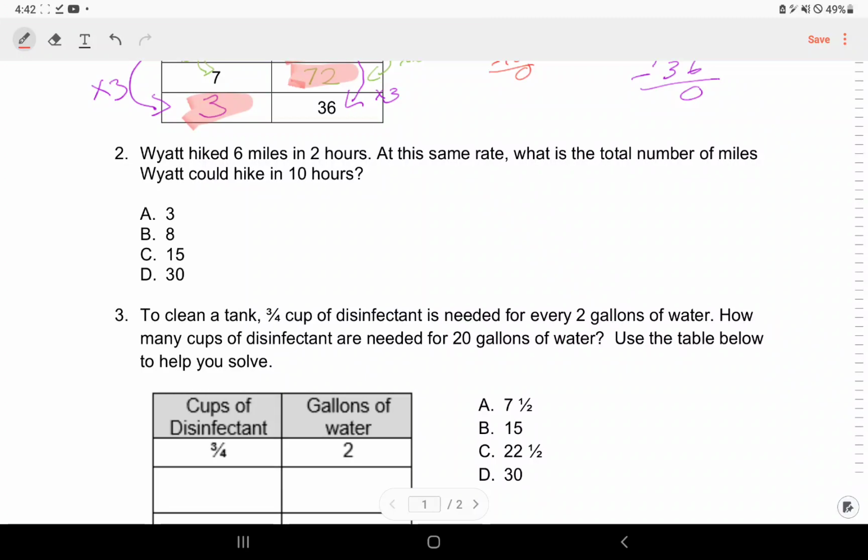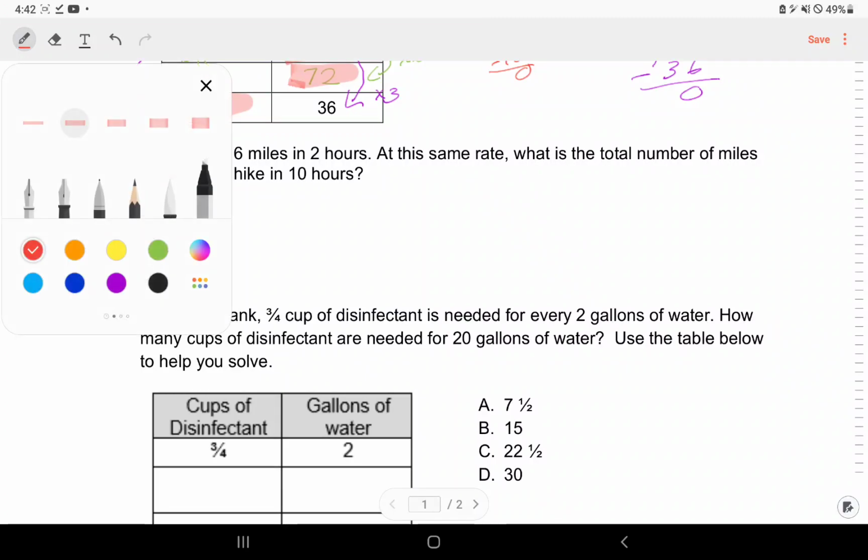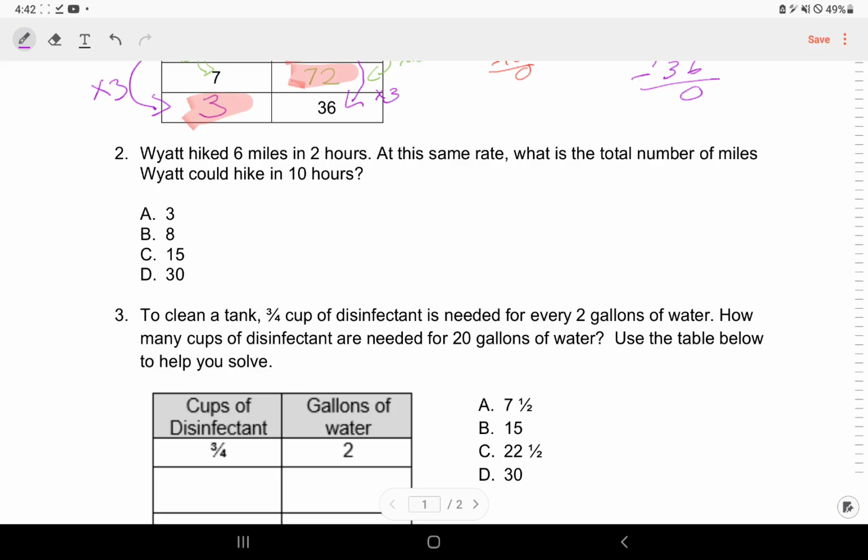And next, I've got Wyatt hiked 6 miles in 2 hours. At this same rate, what is the total number of miles Wyatt could hike in 10 hours? Well, they did 6 in 2. I'm going to erase real quick, and I'm going to set it up like it's a table. So miles, hours, we did 6 in 2. We want to know how many they'll do in 10.